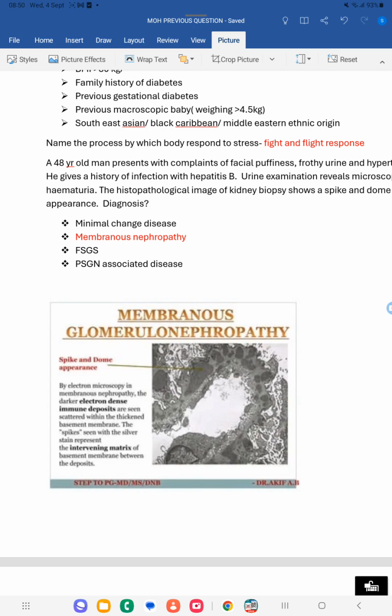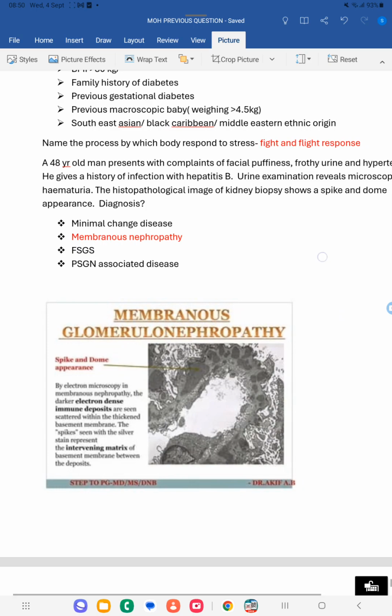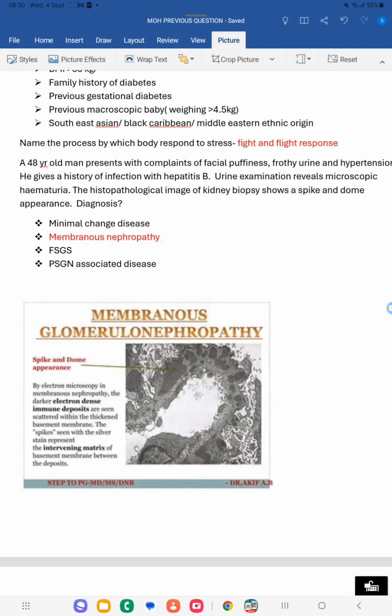So the clues for diagnosis were the recent infection, then frothy urine, hypertension. These all indicate proteinuria, severe hypertension, autoimmune disorder. These are the things for identifying membranous nephropathy.